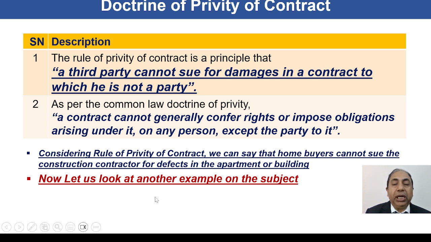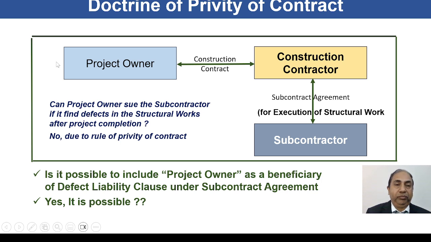Now let us look at another example on the subject. So here we are having a project owner and here we are having a construction contractor. Both of them have signed a contract where construction contractor is responsible for the construction of residential tower for the project owner. Now in order to construct the residential tower under this main contract, construction contractor has engaged a subcontractor for the execution of structural work. Both of them, the construction contractor and subcontractor, have signed a subcontract agreement.